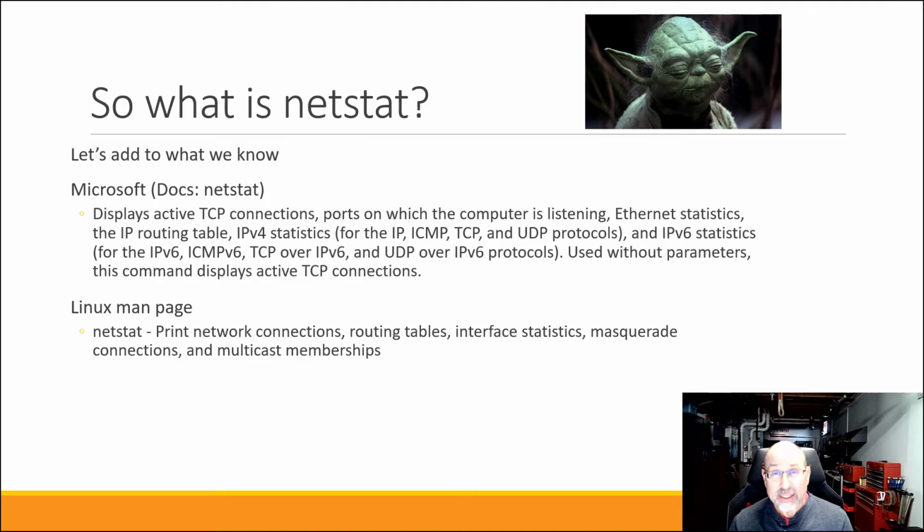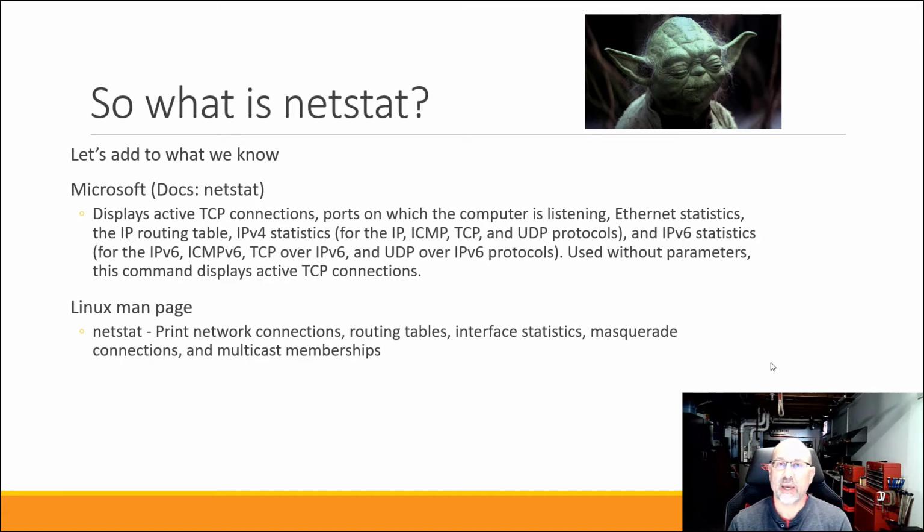So this video is about netstat. What is netstat? Well, let's add to what we know. Now we can pull a bunch of the same information using netstat. We'll see in a second that netstat is a little more powerful than that. But if we read the definition from the Microsoft documentation, we can see that netstat displays active TCP connections, ports on which the computer is listening, Ethernet statistics, IP routing tables, IP version 4 statistics, and so on. And the same is true on Linux if we take a look at the man page.